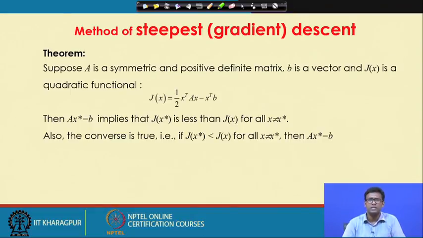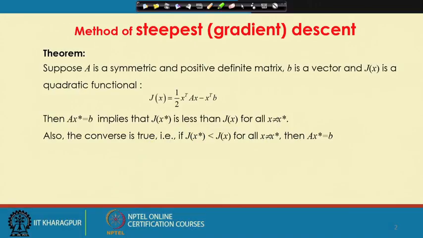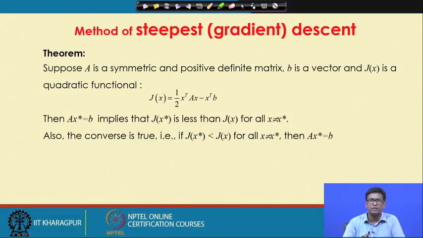So, this basically says that if we can define a functional J(x) = half x transpose A x minus x transpose b, we can say that x star is equal to A inverse b, where we will get Ax star = b, and for that particular value x star, J(x star) is less than all J(x), or J(x star) is the minima.